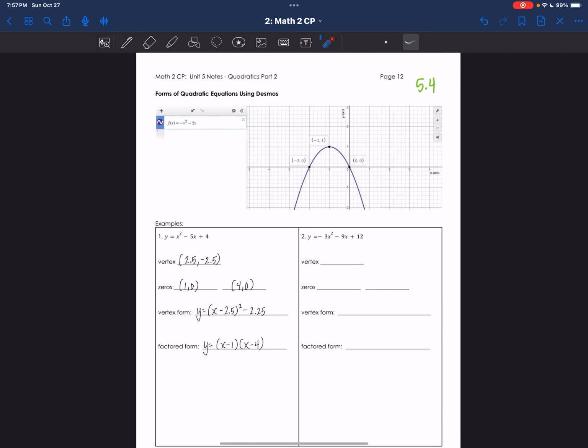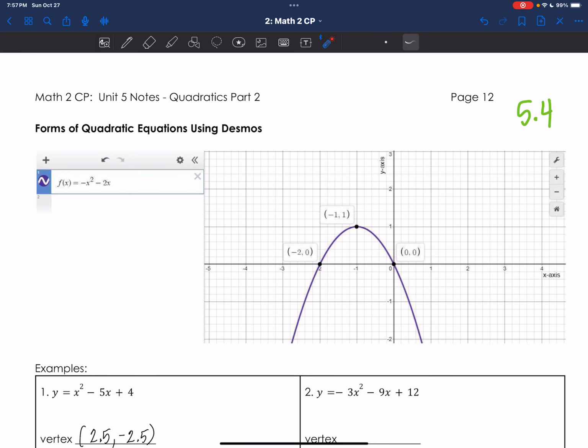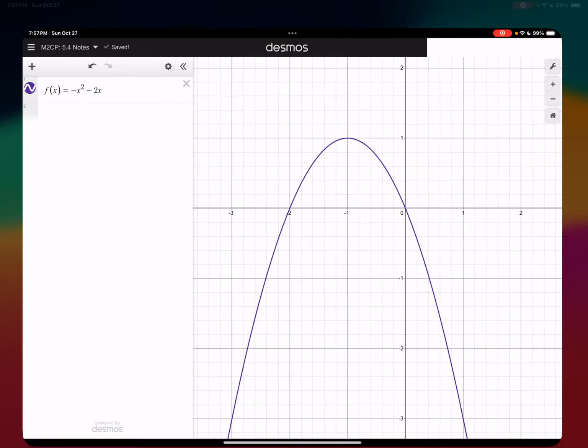And then lastly, we have forms of quadratic equation using Desmos. Well, Desmos is pretty cool, and you will be allowed to use Desmos for part of the test. So it's important you understand how to do it. You're going to go to Desmos, and you're going to enter in whatever the equation is, and in this case, this is the equation. So I'm just going to go off here.